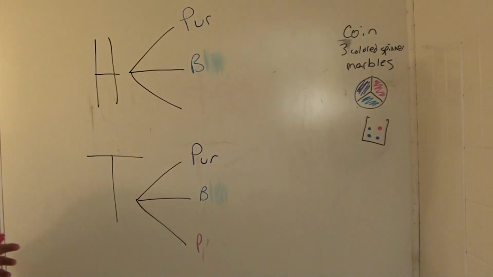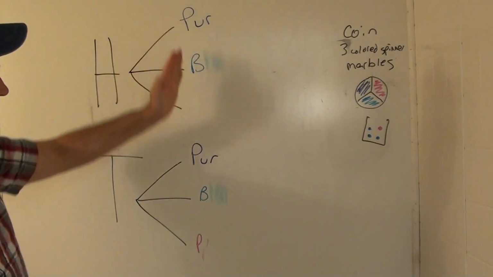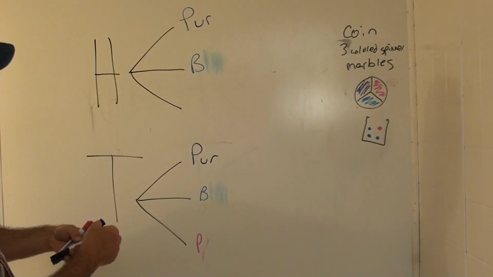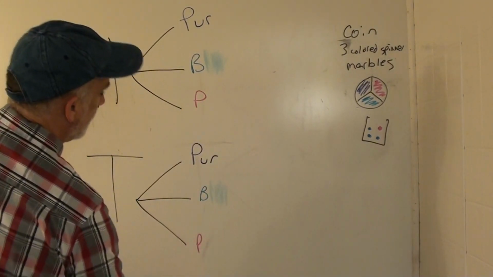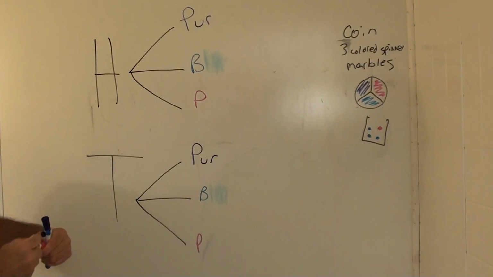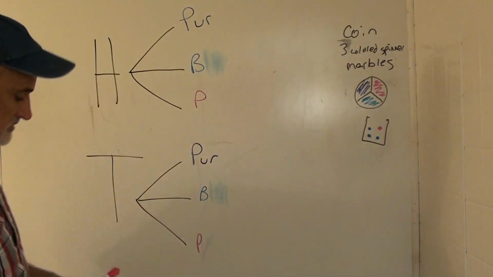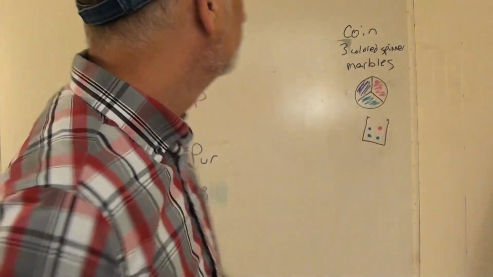Now, the first event is heads or tails, and the second event is spinning a spinner. And so far we've got 6 possible events. But now we've got to pull from the bag of marbles. Okay? And so let's look at that.